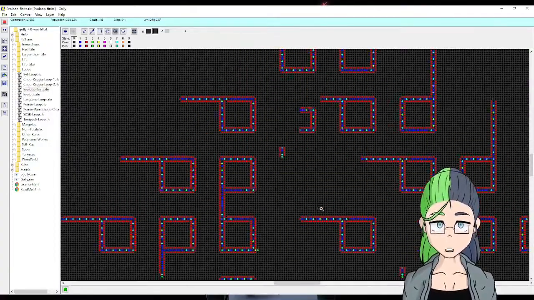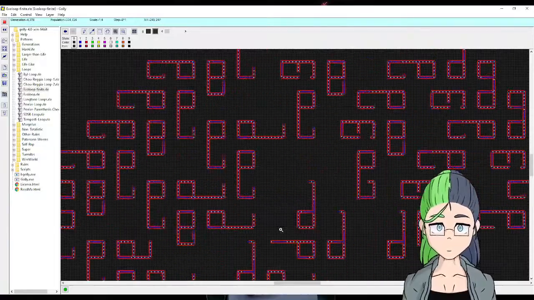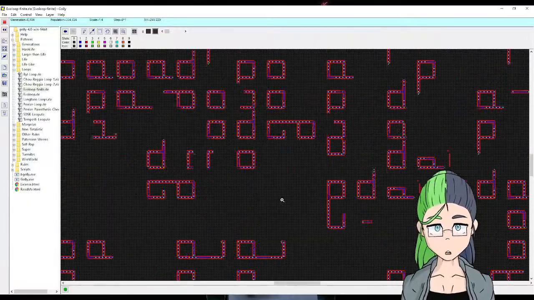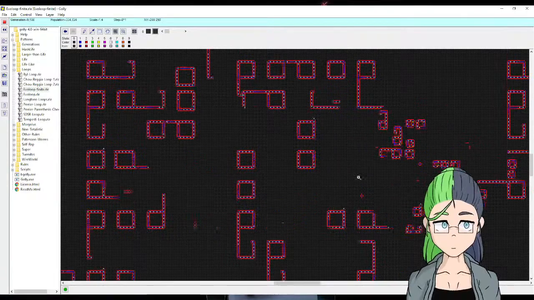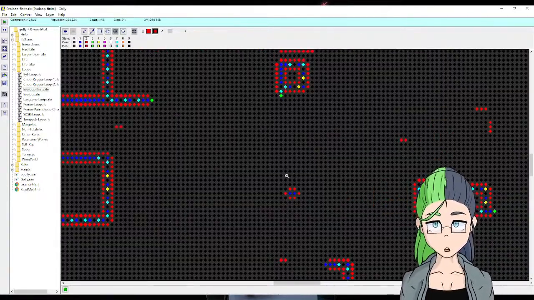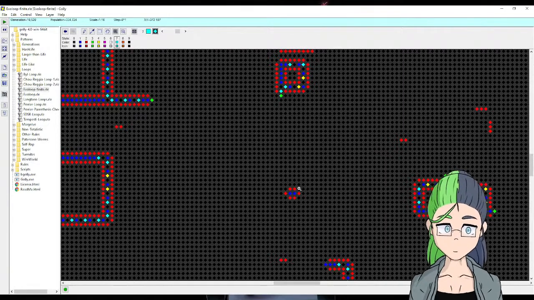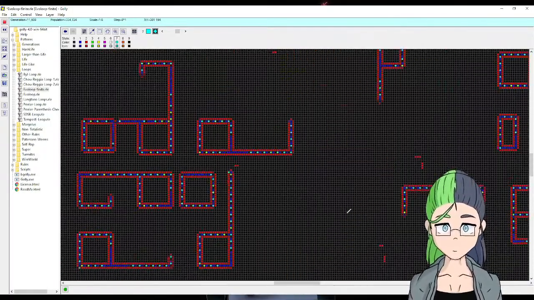So, looking at these loops go. Look at them go. Look at them loops. So, you'll see that anytime the loops self-intersect, they terminate. Which, okay, so we've got this little thing down here. If we, okay. Oh, that got rid of it.